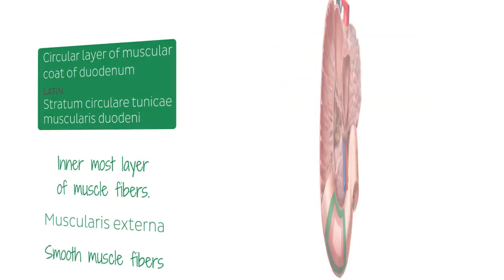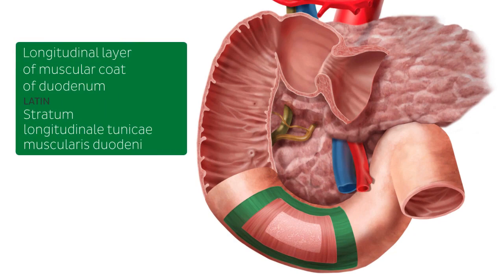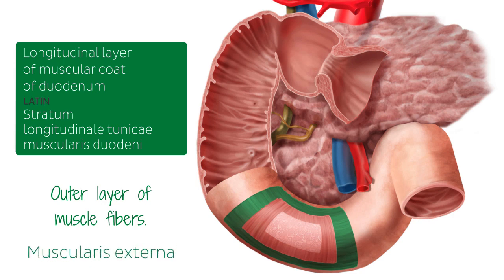The next part that we're going to highlight is the longitudinal layer of the muscular coat of the duodenum. Seeing as we have just mentioned that the circular muscle layer is the inner layer of the muscularis externa, it follows that the longitudinal layer of muscle fibers is the outer layer. These longitudinally running smooth muscle fibers found in the muscularis externa layer of the gastrointestinal tract may vary in thickness.